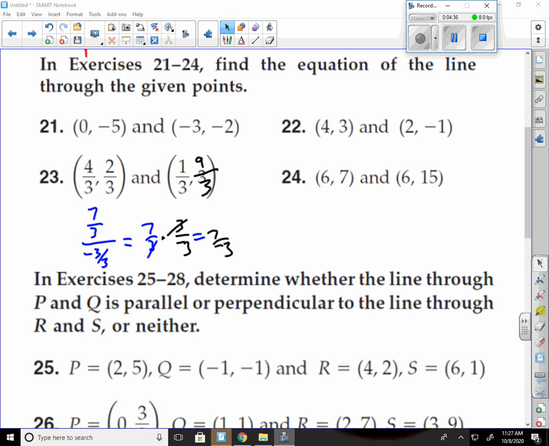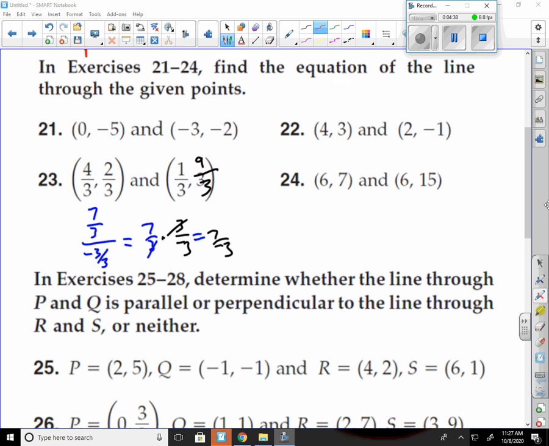Now I do y minus 3. I'm choosing this point this time just because there was no fraction there. Y minus 3 equals 7 over negative 3 times x minus 1/3. Distribute the negative 7/3. That gives me y minus 3 equals negative 7/3 x.